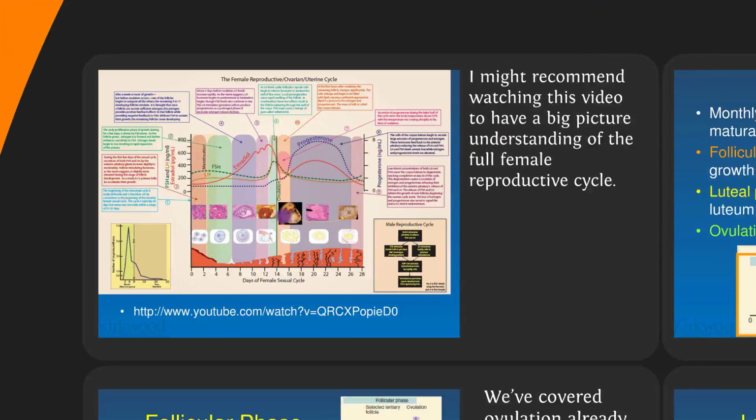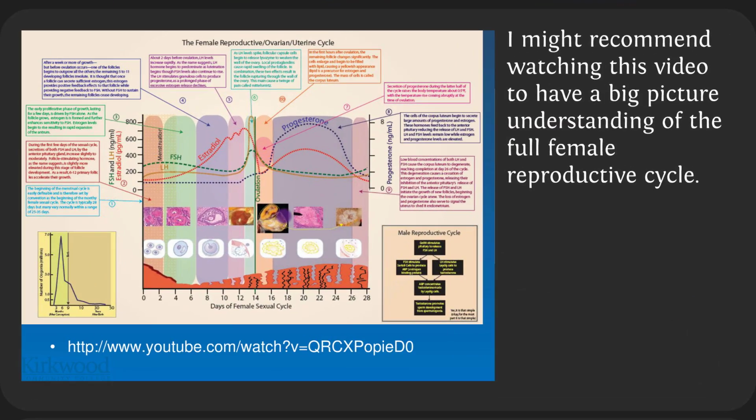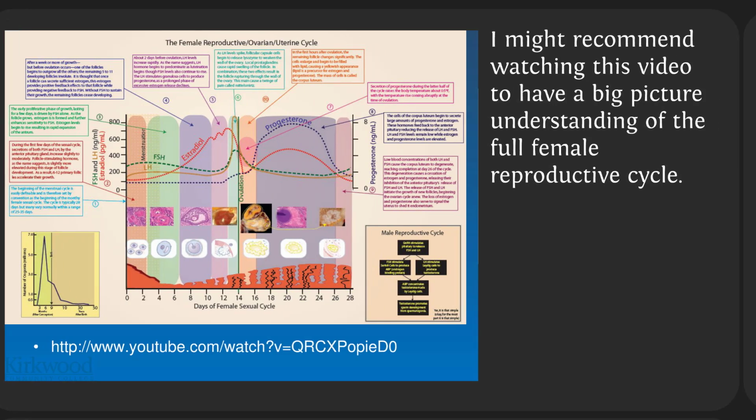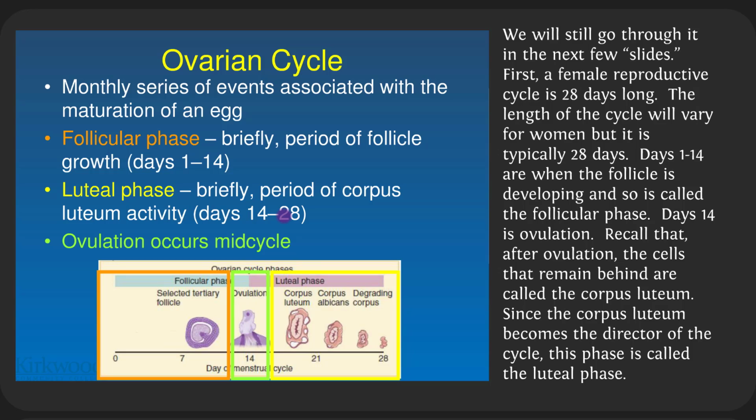Hormonal control. I might recommend watching this video to have a big picture understanding of the full female reproductive cycle, or as best as I can do. We'll still go through it in the next few slides though. So first, a female reproductive cycle is generally about 28 days. The length of the cycle will vary for some women, but it's typically 28 days.